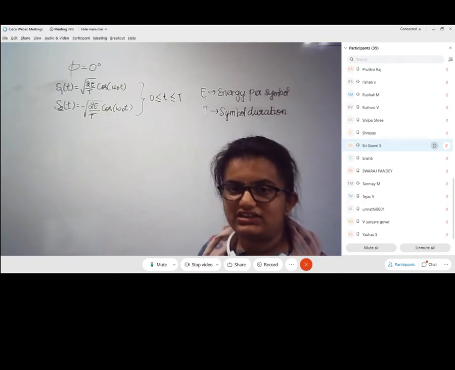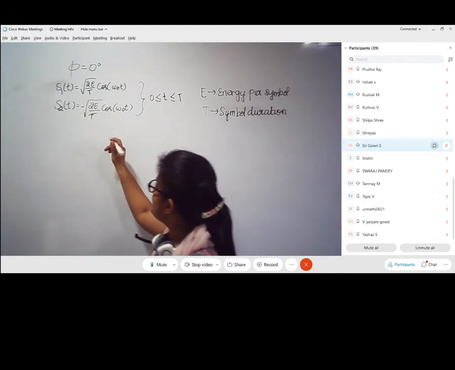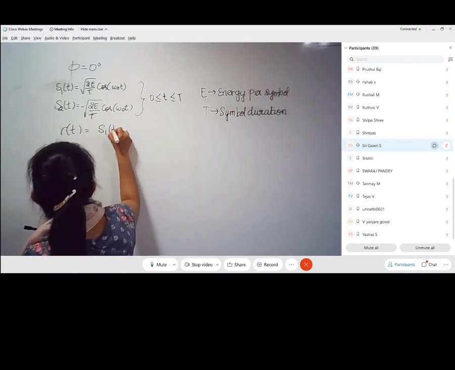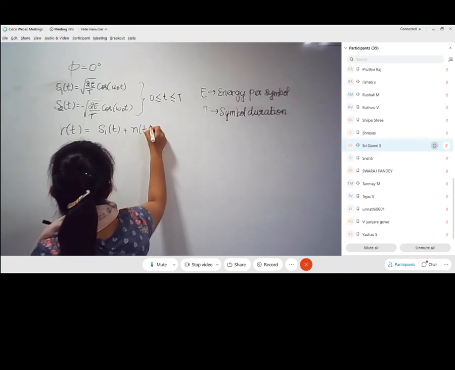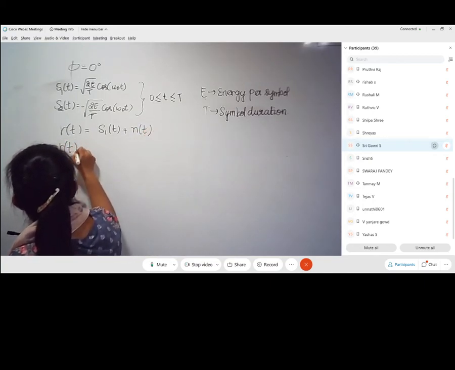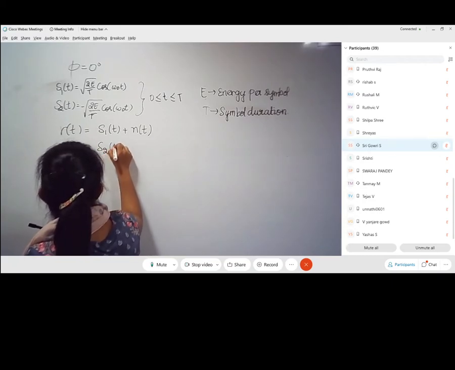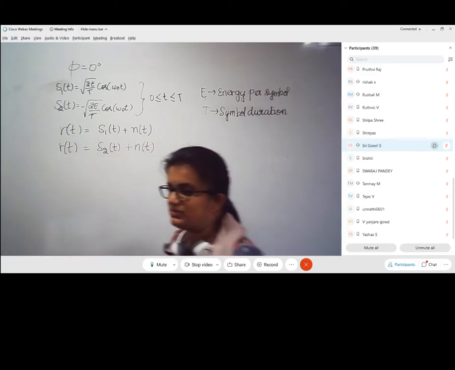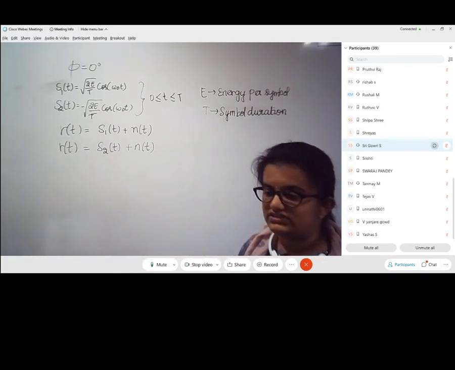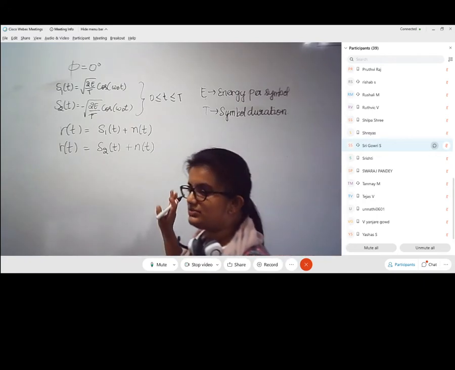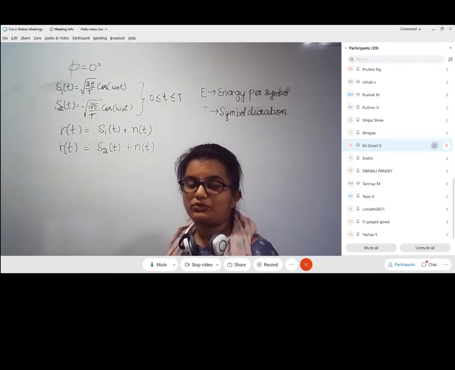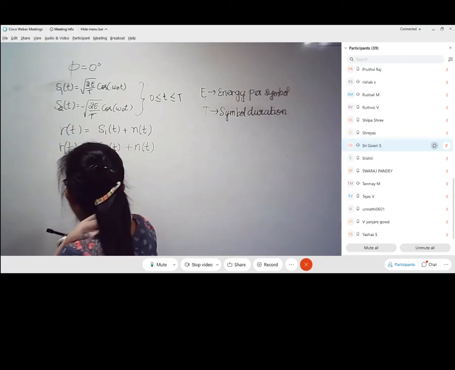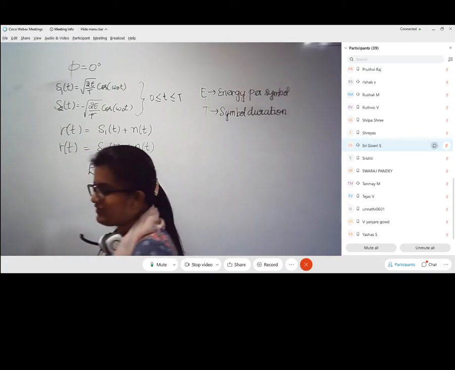So what is the process that we have followed so far? Once we have obtained R of t, which is the combination of S1 of t plus N of t, there is another possibility that R of t will consist of S2 of t plus N of t. These are the two possibilities that we are going to receive at the receiver side. The process here is the correlator receiver, that is maximum likelihood. What we will be doing is finding the expected value.